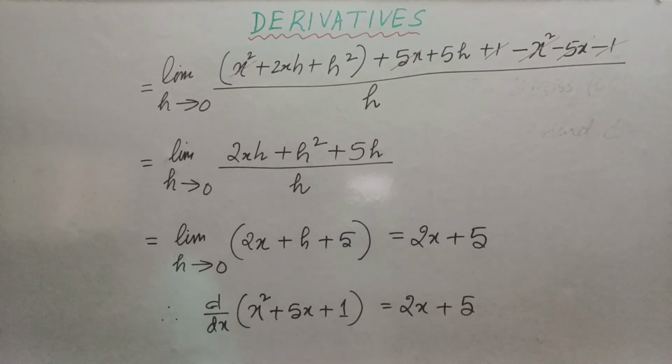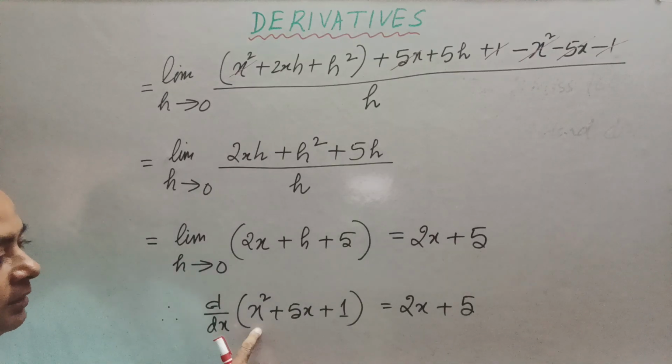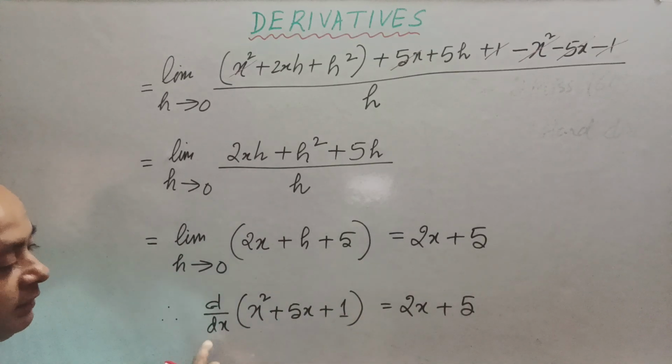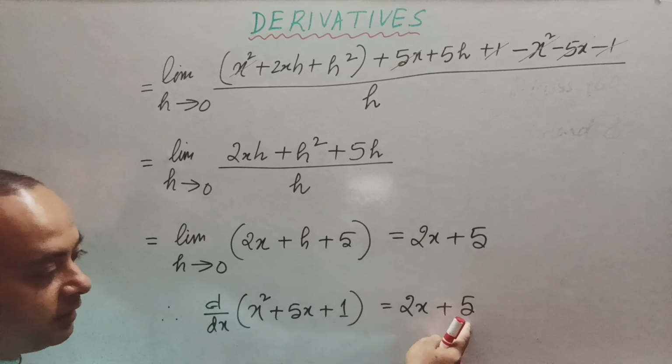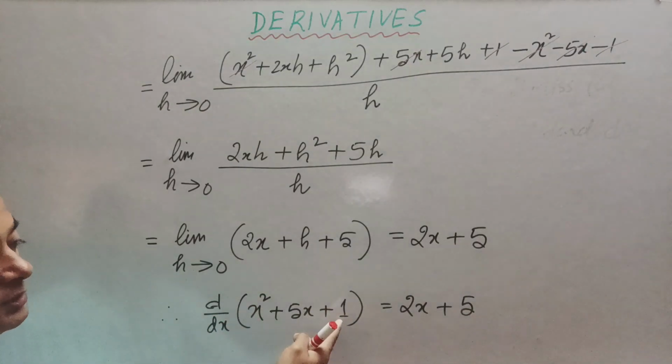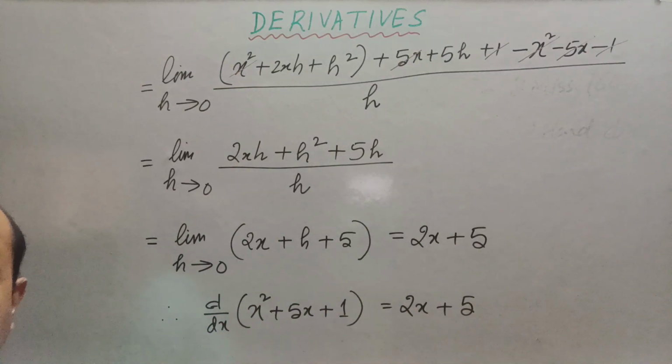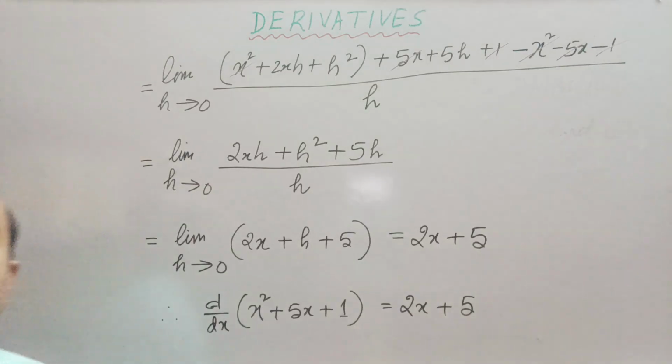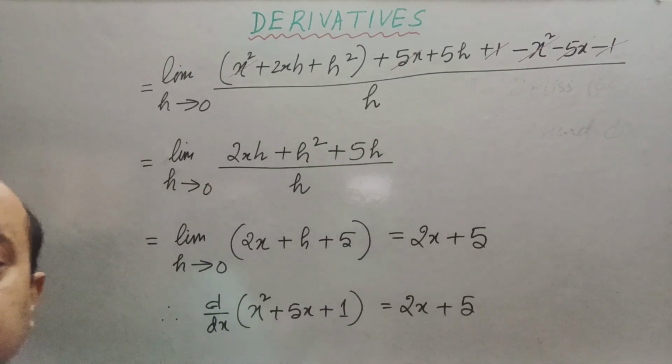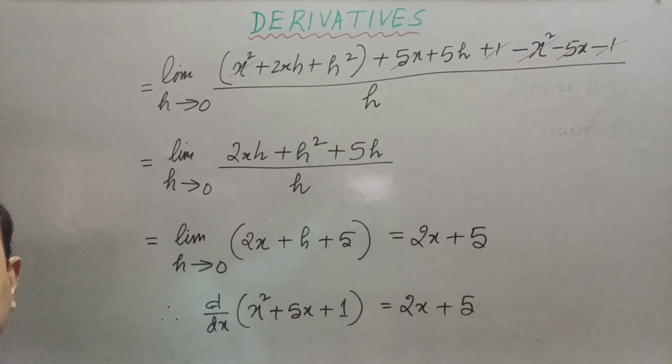And if we think along the line of applying the formula also, you can see the derivative of x square is 2x, the derivative of 5x will be 5 only, and the derivative of a constant is 0. So in the next question I will show you how the derivative of a constant is 0.